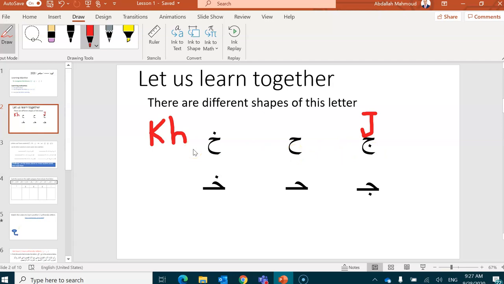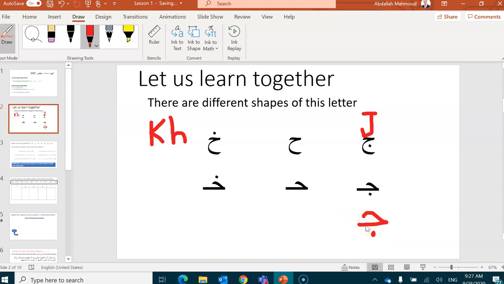Okay? Let us talk about how they join: beginning, middle, end. If you are writing one of them, ja, ha, or kha, at the start, you have to write it in this shape. I'm going to do examples on ja, but ha and kha are the same. So if you're writing ja, you write ja at the start, then you join it.